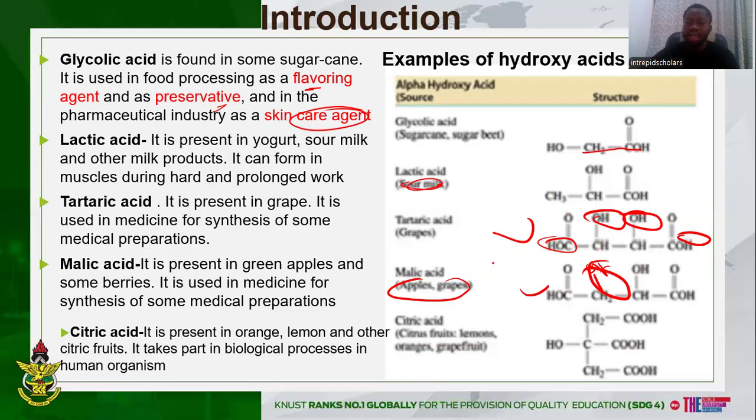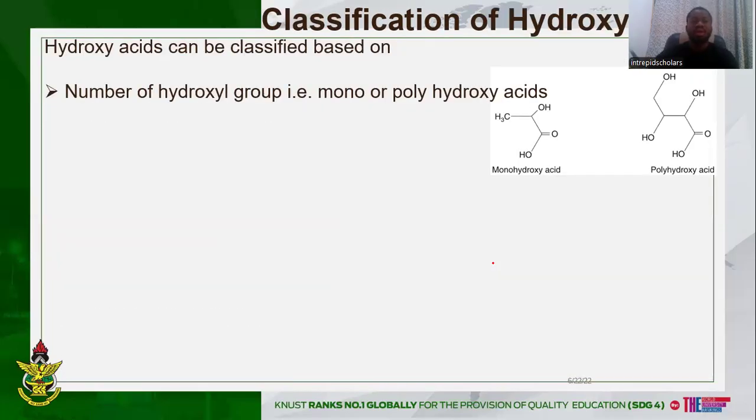Now, classification. We have three different ways of classifying hydroxy acids, but in this particular discussion, the last one will be of importance to us. So we'll talk about the first two, but we'll stress the last one. The first one is based on the number of hydroxyl groups. If you are grouping the hydroxy acid based on the number of hydroxyl groups, we would have mono or poly, right? Some people bring di. So mono, di, tri, poly, it goes like that. Now, there's an example of mono.